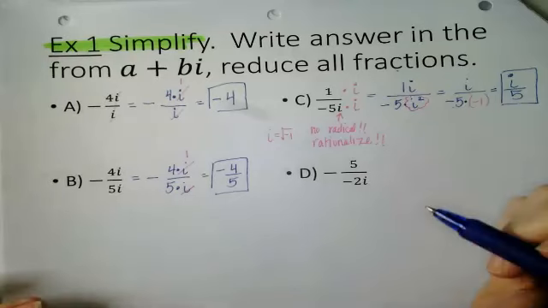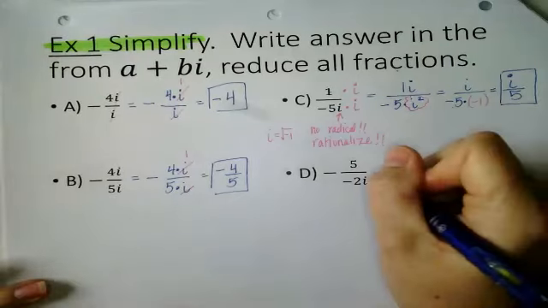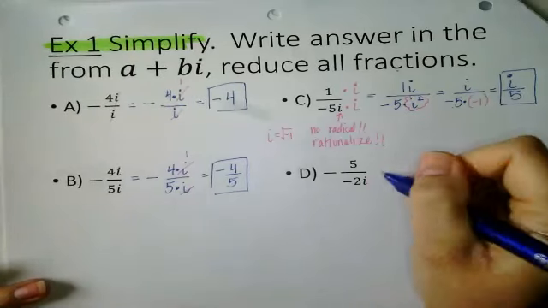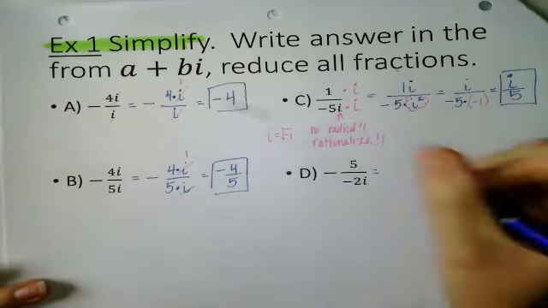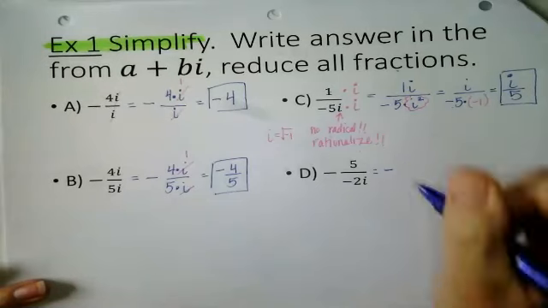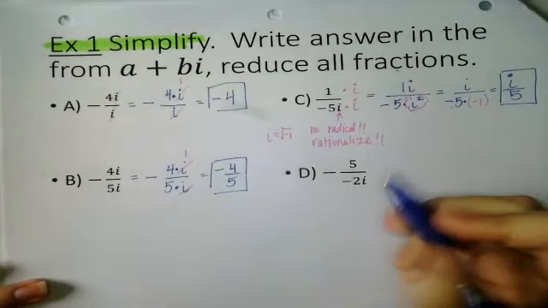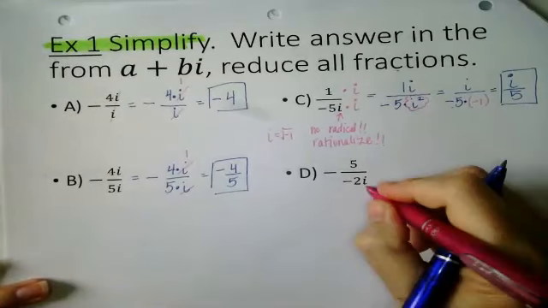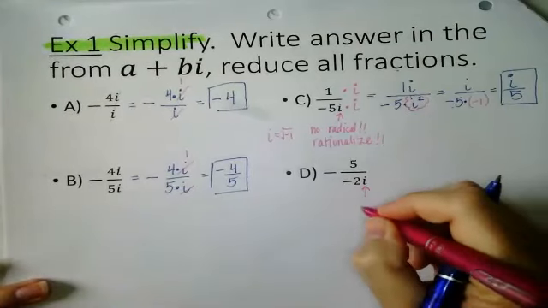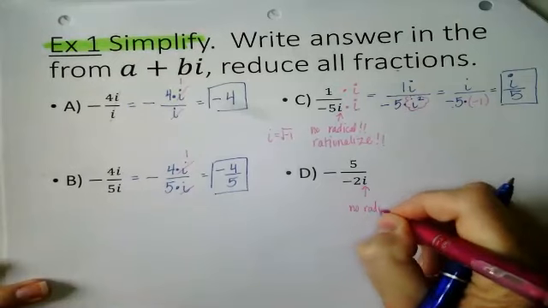Same problem here. It's kind of weird, a negative out in front. I guess I'll leave them there. Oh wait, I'm not going to do that. Again, we can't have an i in the denominator. It's a radical. We're not allowed to.